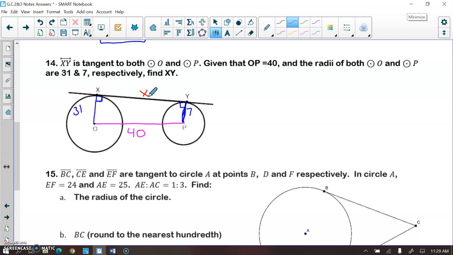We are going to create an auxiliary line. And this auxiliary line is going to be parallel to line XY. So that way, these are 90-degree angles, and then this is a 90-degree angle here. And we are actually going to pick this one up in the next video.